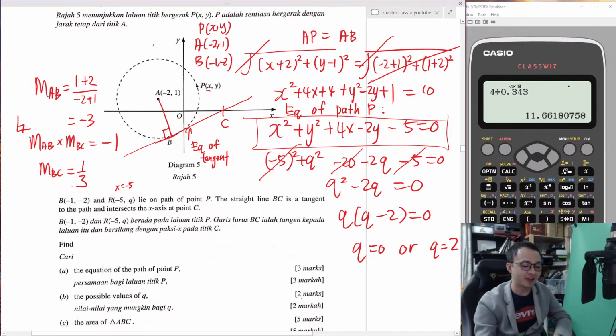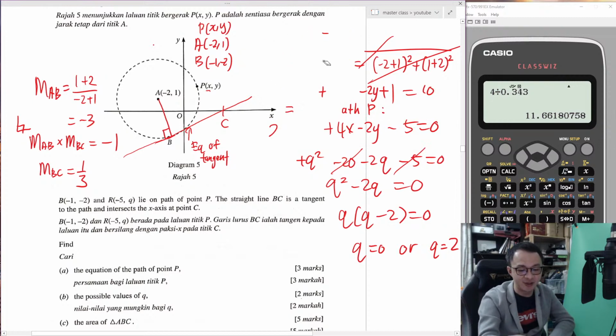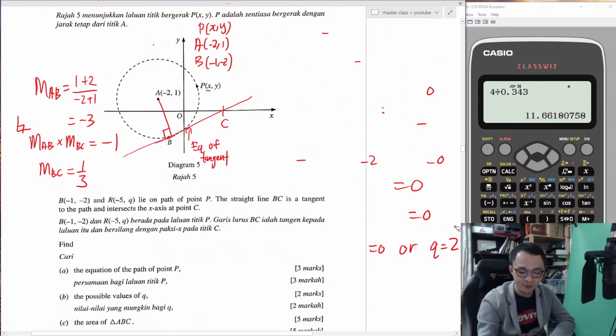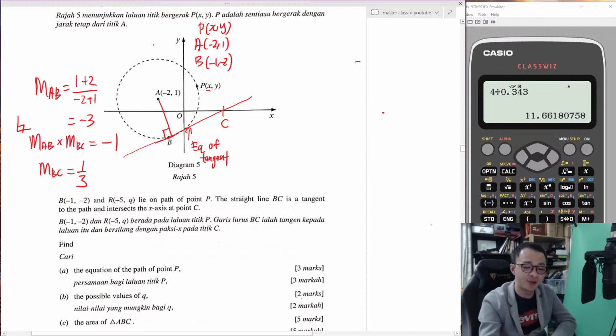Okay, after I get the gradient of BC, then I can find the straight line because I have the coordinate B. Then I will just find the straight line because we want A, B, C. Okay, then I don't need all this. I can just erase it. Okay, then I will just form the equation by using y minus y1 equals to m, x minus x1.